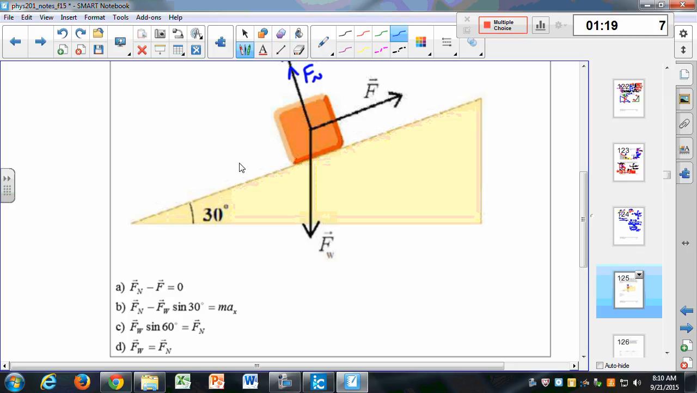You want to draw your coordinate system. You want to label your angles, resolve your vectors, and then you can tell which equations are correct or incorrect. Or you might just be able to look at them and reason out which of these are correct or incorrect. Some forces are obviously not related to other forces because they're not acting in the same axis.